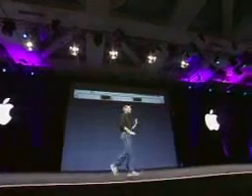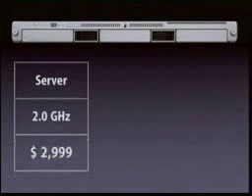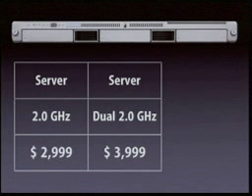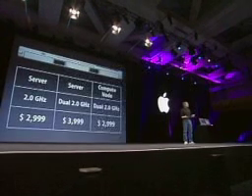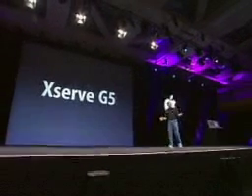And we've got 3 models of the new Xserve G5. We've got the basic server, which has a single 2 gigahertz processor in it for $29.99. We've got the dual processor server, which has two 2 gigahertz G5s in it for $39.99. And a lot of our customers like to use these things as compute nodes, and we have a compute node with dual 2 gigahertz for $29.99. And all of these will be shipping in February, and it's the new Xserve G5.